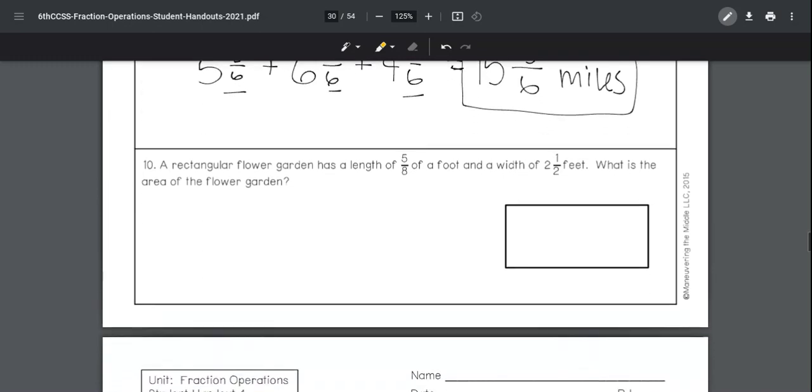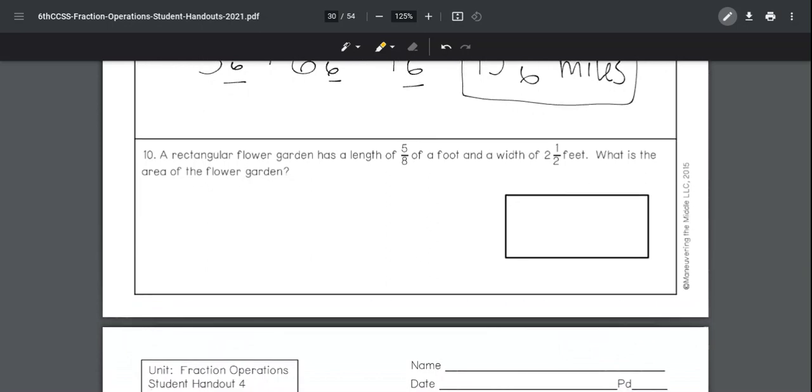Last but not least, a rectangular flower garden has a length of 5/8 of a foot and a width of 2.5 feet. What is the area of the flower garden? Area equals length times width. Okay, so we're going to do 2.5 times 5/8. However, you can't multiply when you have a whole number out front. So I'm going to use the MAD method or the C method. I tell my kids it's called the MAD-C method, to turn it into an improper fraction.